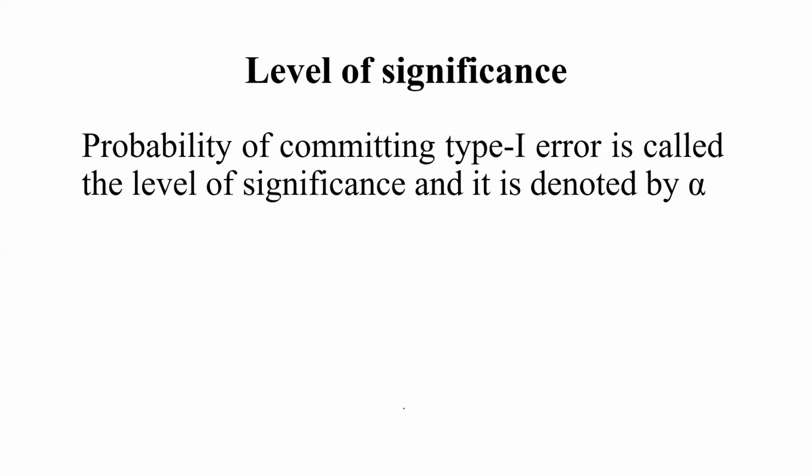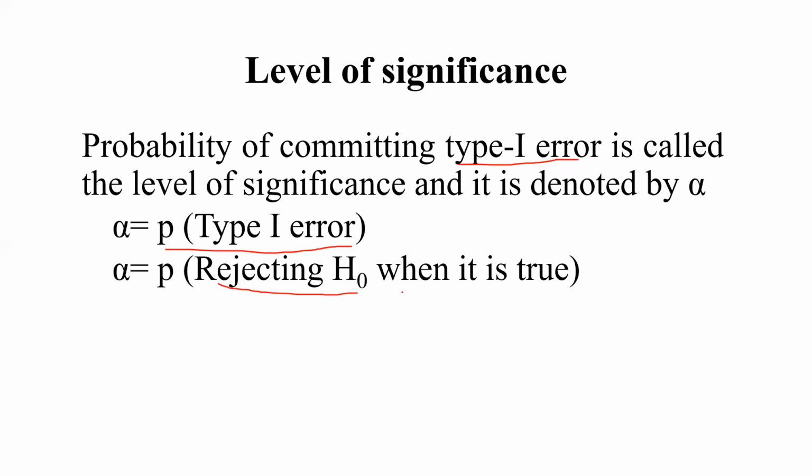Now another term is the level of significance. Here we have discussed type 1 error and type 2 error. The level of significance is the probability of committing type 1 error, and it is denoted by alpha. It is the probability of rejecting the null hypothesis when the null hypothesis is true. In the statistical way, if the value is less than 0.05 or 0.01, it means a 5% level of significance, or a 10% level of significance. So this is the basic information about the level of significance.